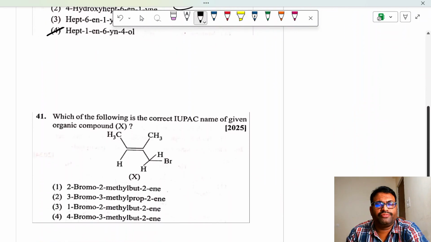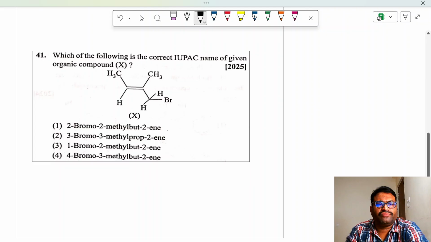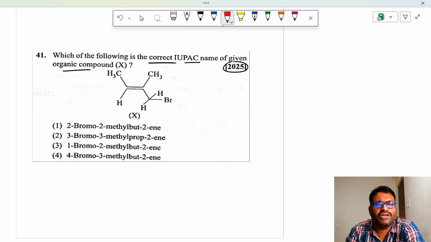Next, moving to the next question. Which of the following is the correct IUPAC name of the given organic compound? Asked in 2025. This was also a similar question asked in 2019. Let us see this. CH3 CH double bond C CH3 CH2 Br.